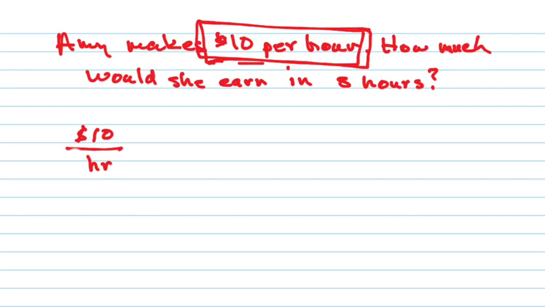And then we have another piece of information. It tells us she's working for how long? 8 hours. Well, 8 is a multiple, right? So what we're going to do is just take that times 8 hours. Notice that I put the units in as we work, and I want to see these units when you're doing it. It's not 10 over 1 times 8. It's $10 over 1 hour times 8 hours.